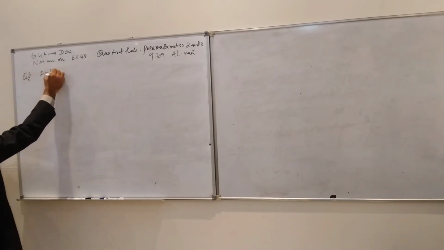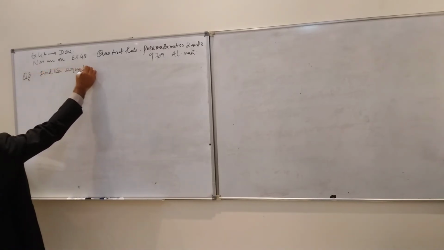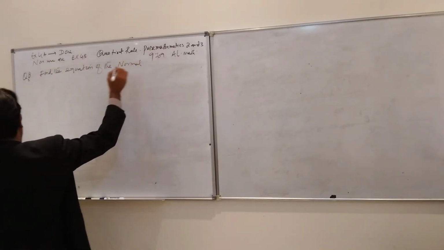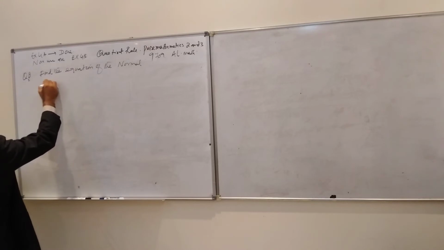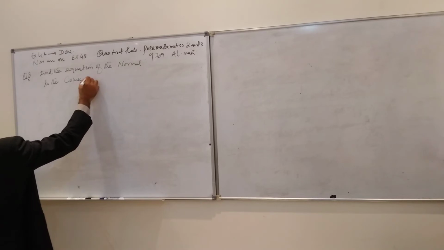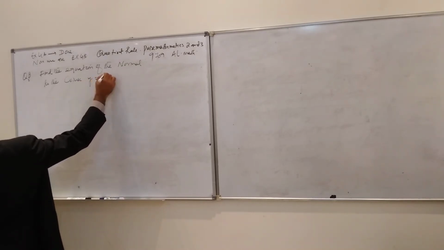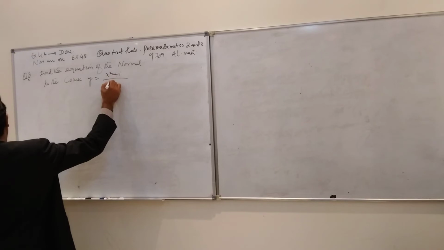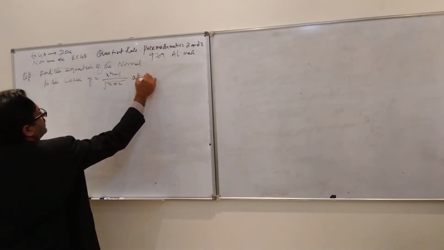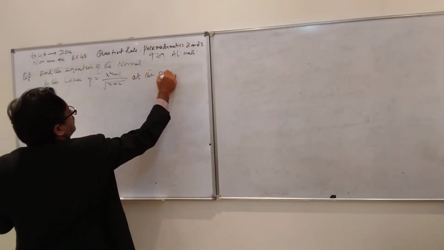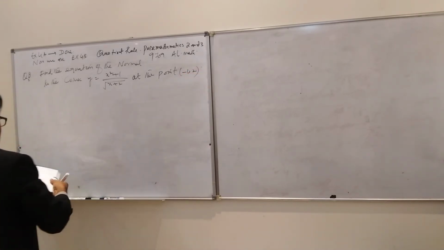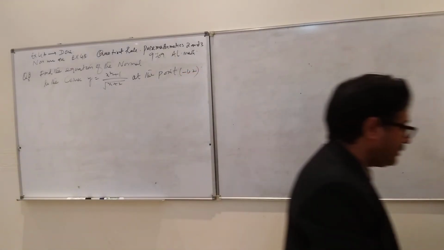Question number 8. Find the equation of the normal to the curve y equals (x² + 1) over √(x + 2) at the point (−1, 2). Now see, it's a very simple question.